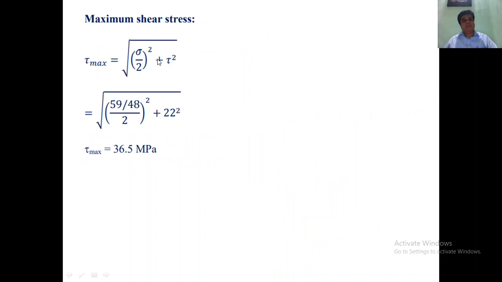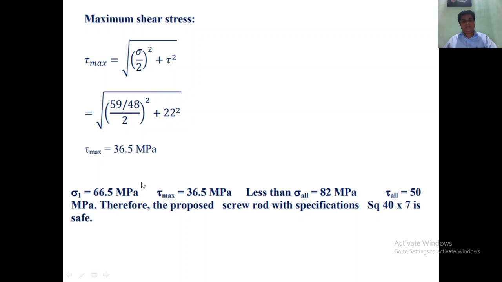Similarly, you can calculate the maximum shear stress. So the compressive stress is there and the shear stress is there. You can calculate the maximum shear stress, 36 megapascal. You can see here that the maximum principal stress induced in the material is less than the allowable tensile strength of the material, 82 megapascal. Similarly, the maximum shear stress induced because of the load W is less than the allowable shear strength of the material, 50 megapascal.